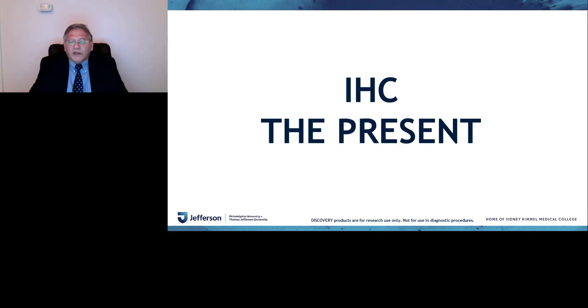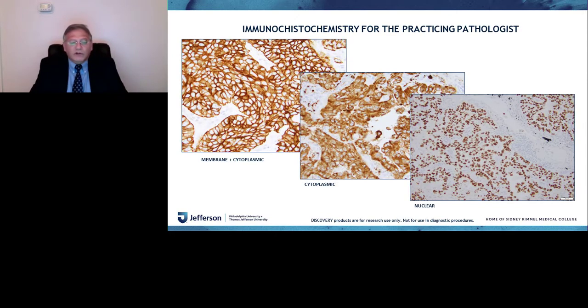The immunohistochemical state at the present is basically, as everybody knows, the brown stain. This is what we use everywhere in pathology. Every pathologist is familiar with this. We use basically different antibodies that are marking either the membrane, the cytoplasm, or the nucleus, and this is how we identify positivity.